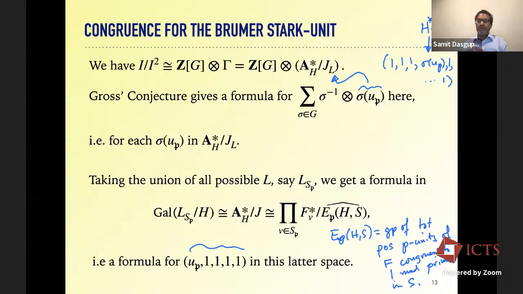So what one wants to do is get rid of this thing that you're modding out by. I want to find a refinement of Gross's conjecture where I'm not modding out by anything, and I have a formula for U_P in F_P star. So that's maybe I'll say the goal.